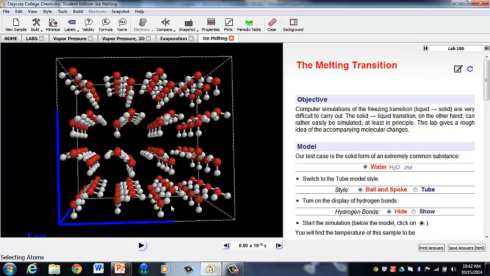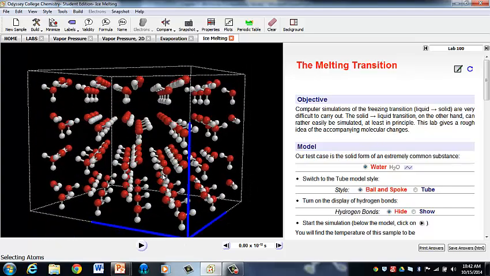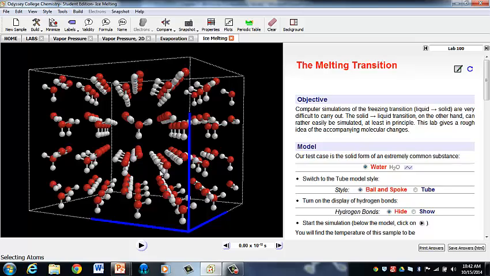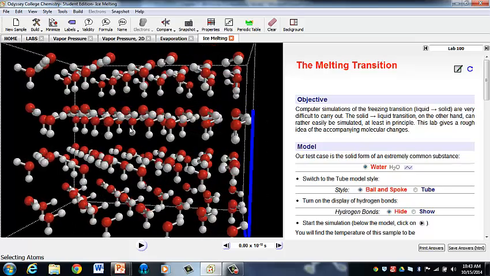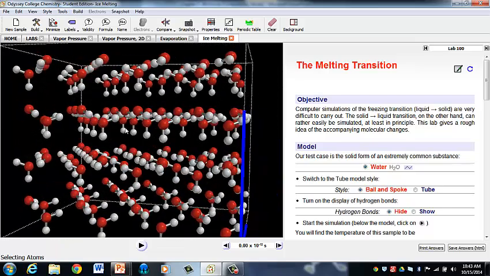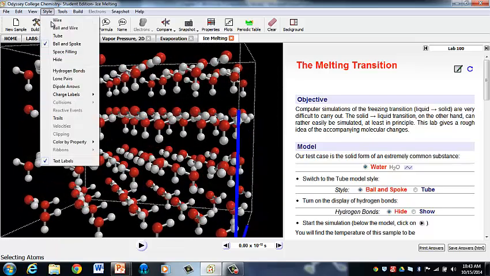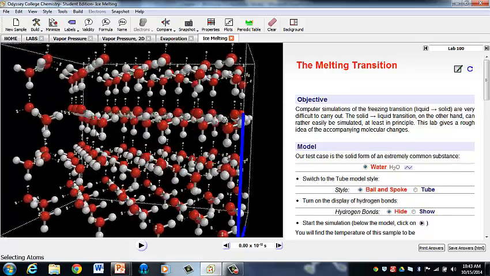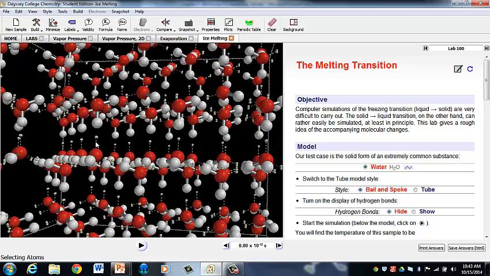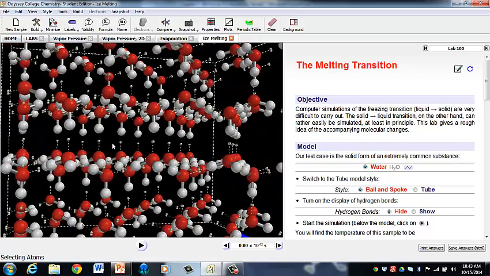So again, here's ice. And in ice, notice every hydrogen atom is lined up right near the lone pair of an oxygen atom. The lone pairs aren't showing. Can I show lone pairs? Yeah. So if I show lone pairs, you can see that every hydrogen atom is lined up right next to the lone pair of an oxygen atom. It's a perfect arrangement for hydrogen bonding.